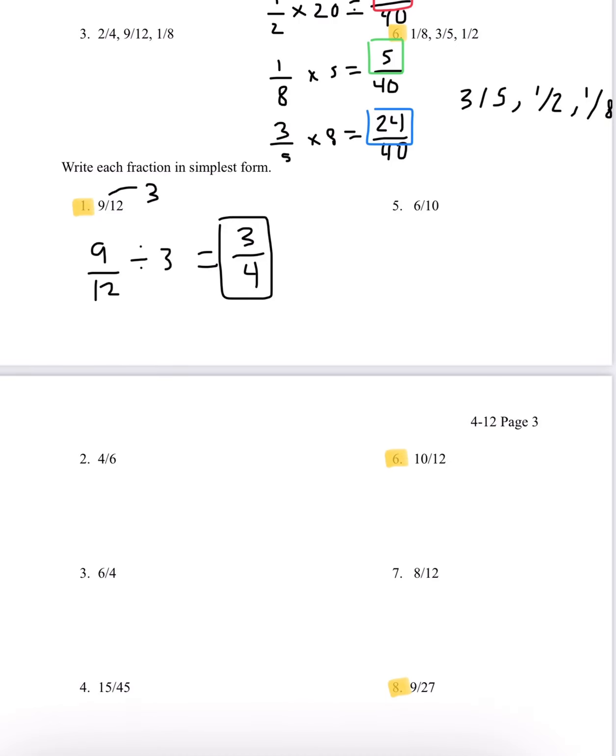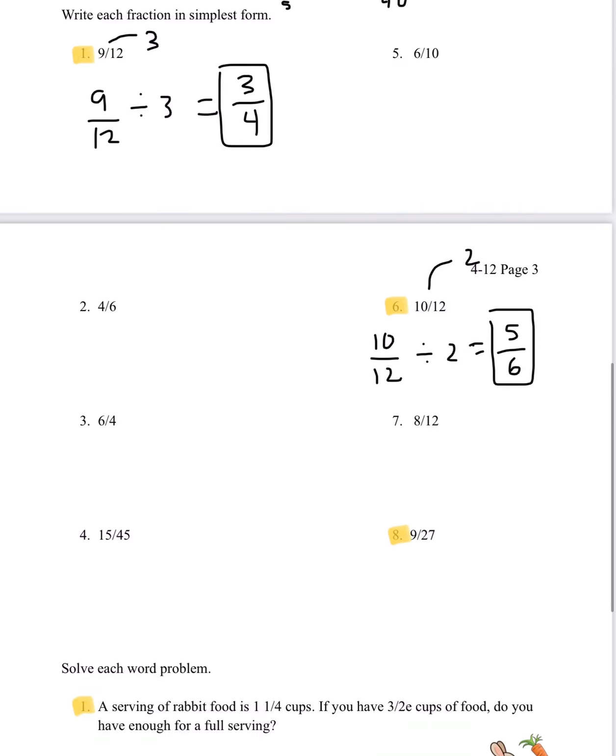For number 6, we have 10 over 12. For this one, it's going to be 2. 10 divided by 2 is 5. And 12 divided by 2 is going to be 6. And we can't simplify this any further, so that's going to be our simplified fraction. Lastly, 8, we have 9 over 27.